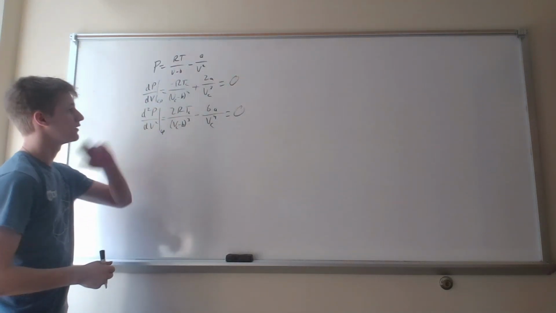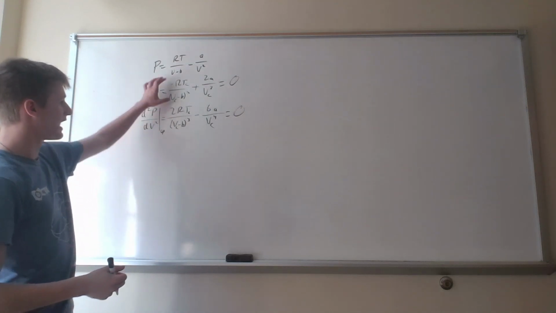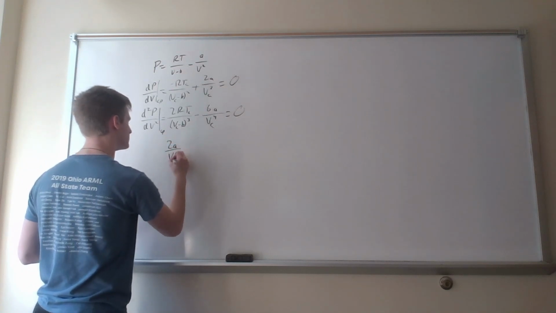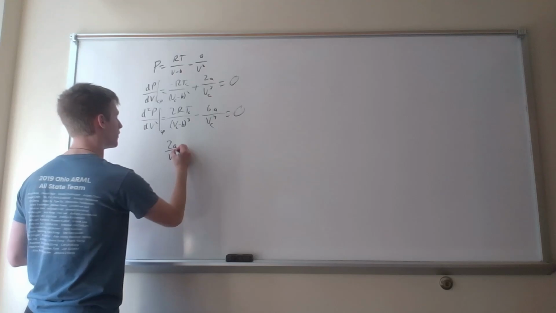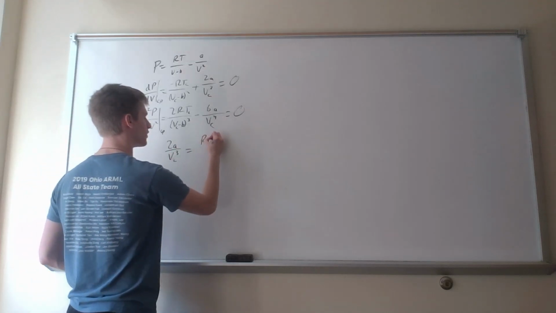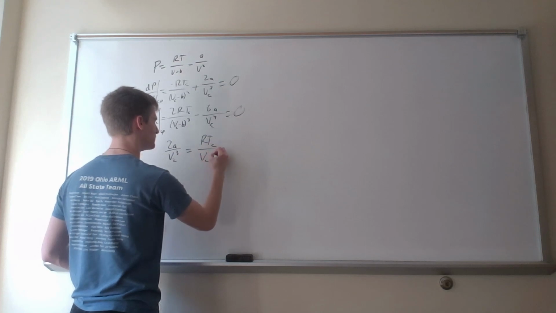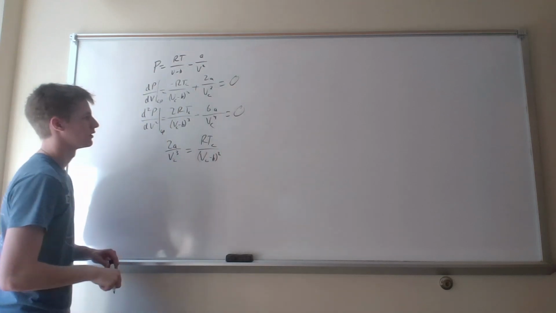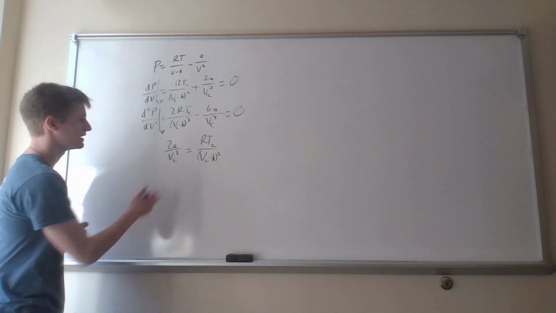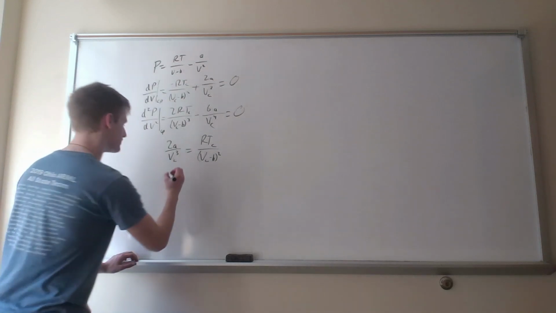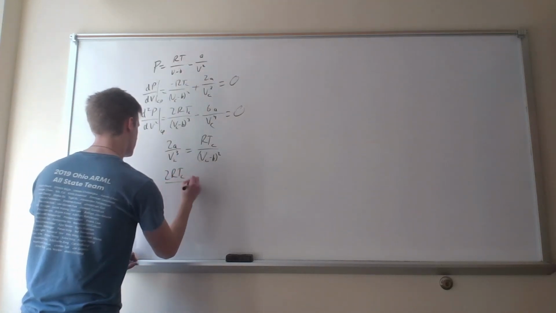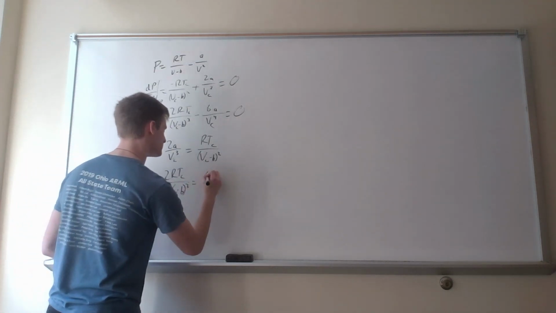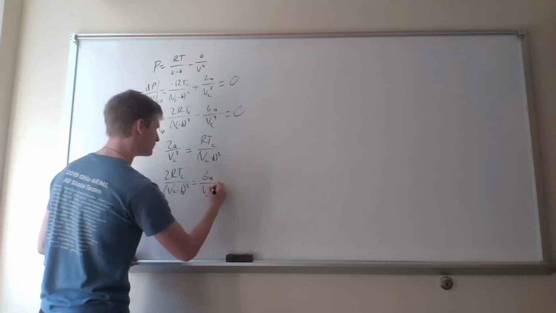Okay. Now if we do a little bit of massaging, if we add this first term to both sides, we have 2A over Vc cubed equals RTc over (Vc minus B), or sorry, (Vc minus B) squared. And for this second equation, if we add the right side to both sides, we have RTc over (Vc minus B) cubed equals 6A over Vc to the fourth.